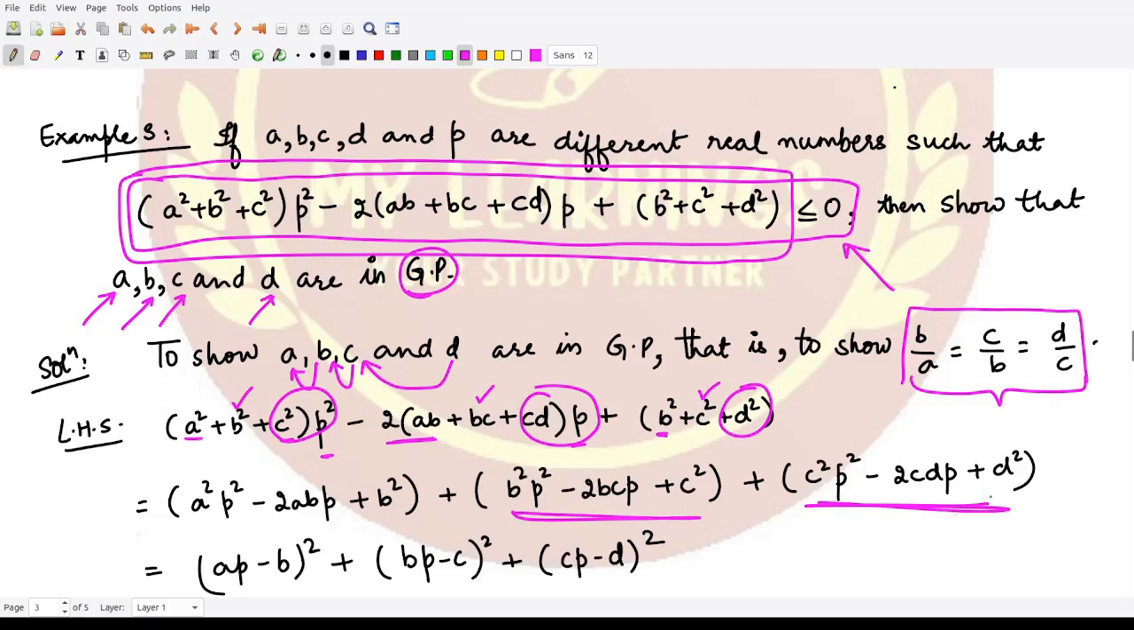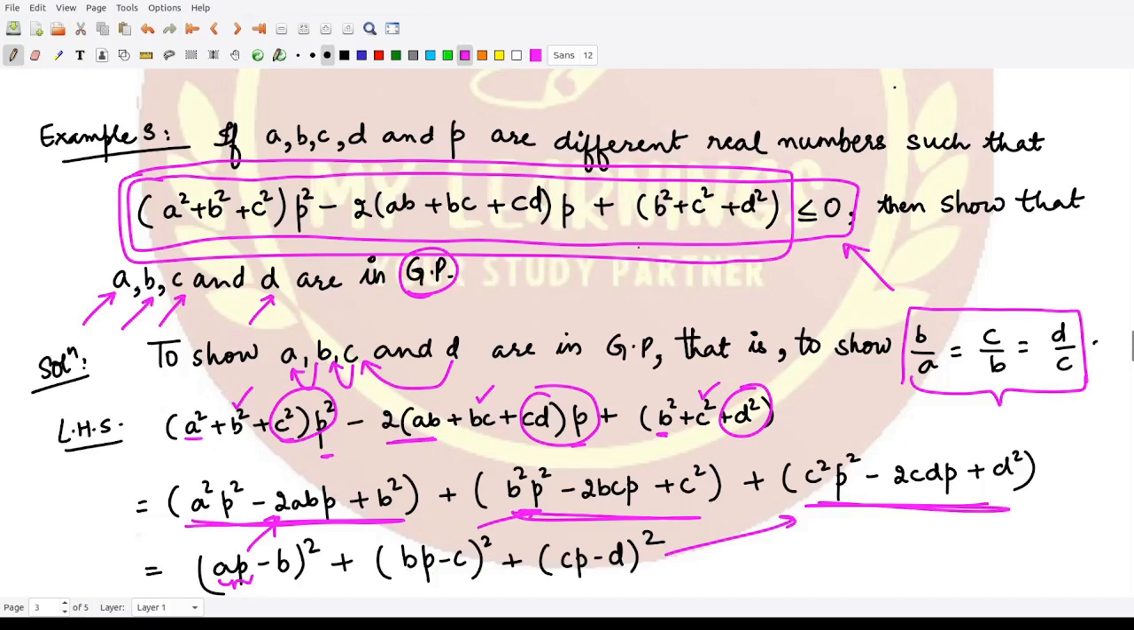Now all three expressions form a complete square. What can you observe from here? It is nothing but the square of AP minus B, because when you open it up, you end up getting the terms A square P square minus 2ABP plus B square. In a similar fashion, you would have B square P square minus 2BCP plus C square. In a similar manner, you would have C square P square minus 2CDP plus D square. So these are the terms that you would have.